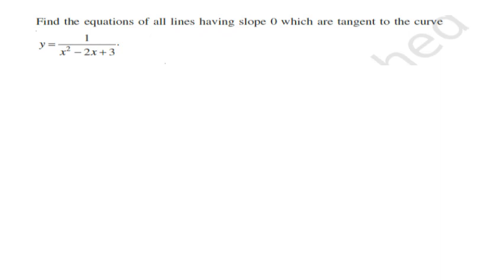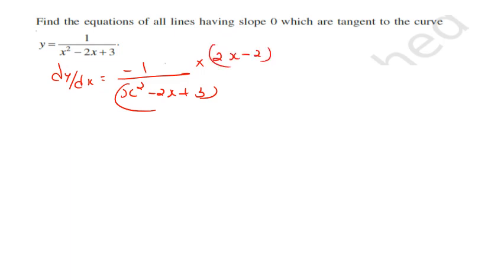So our curve is this. So what is the slope of the tangent? Minus 1 by (x squared minus 2x plus 3) into the derivative of x squared minus 2x plus 3, which is 2x minus 2. Now slope, so what is the answer? Minus of (2x minus 2) by (x squared minus 2x plus 3) the whole square. Okay. 1 by x derivative is minus 1 by x squared.